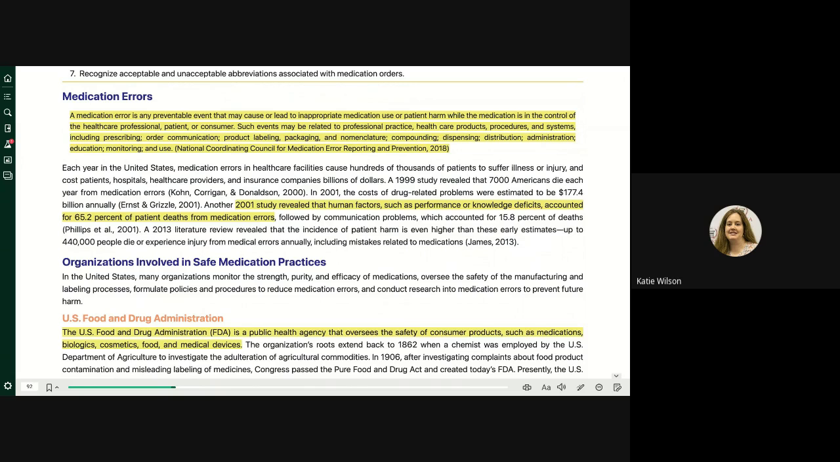So, in the next paragraph, you'll notice in 2001, a study showed that human factors such as performance or knowledge deficits accounted for 65% of patient deaths from medication errors. So 65% was just basically human error. So as we learn to do dosage calculations this semester, hopefully we can reduce that human error by accurately calculating dosages and learn how to administer them safely.